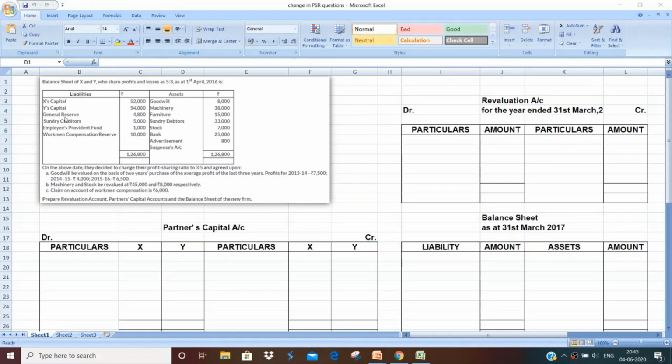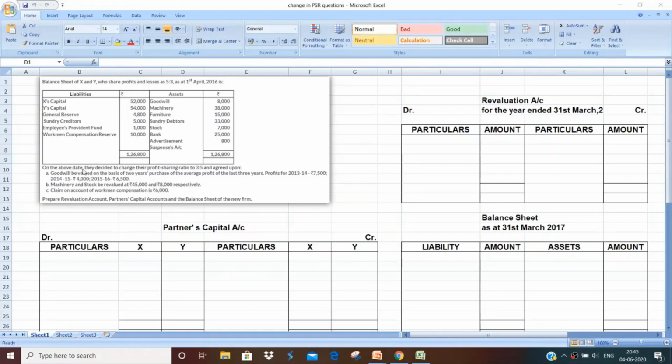So, general reserve is given. EPF is not a reserve. It is an outside liability. We won't write it off. Workman compensation reserve is given and advertisement suspense account is given. So, these three you have to remember to write them off while preparing the partner's capital account.